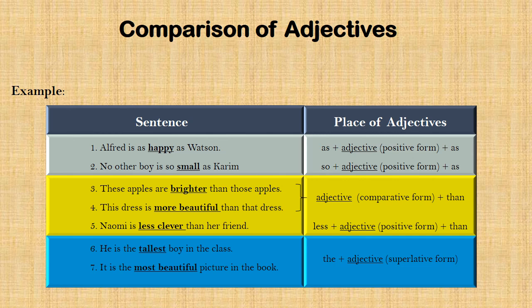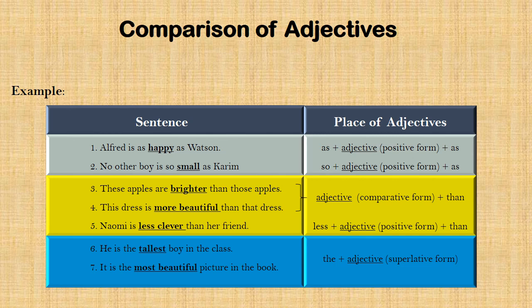Look at the structure given beside the sentence. Now read the second sentence. No other boy is so small as Karim. This is also an example of positive degree. We know that the positive form of adjectives is used between as and as, or so and as. In this sentence, the word between so and as will be the positive form of adjective. So, we have used the word small. The structure is given beside the sentence.